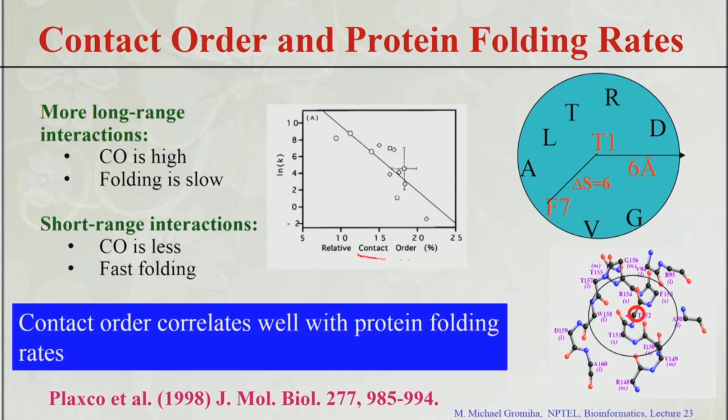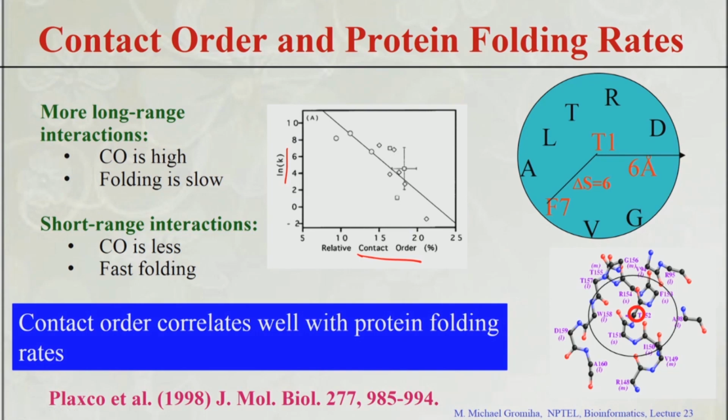Okay, the x axis is the contact order and the y axis is the logarithm of the folding rate. You can see the inverse relationship between the contact order and the folding rate. That means the assumption we made is correct. If you have more contact order, there is less folding rate. If less contact order, the folding rate is high, it folds fast. The correlation is also about 0.7 to 0.8.